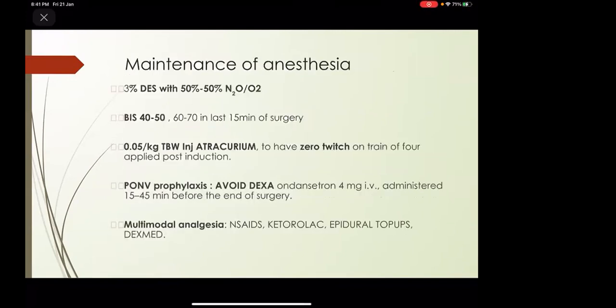I'll maintain the anesthesia with 3% desflurane with a 50-50% nitrous oxide oxygen mixture, and maintain the BIS at 40-50 surgical level. Towards the end, I may decrease the desflurane and increase the BIS level. Then I'll maintain the neuromuscular blockade with 0.05 mg per kg total body weight of injection atracurium to have 0 twitch on the train of 4. For nausea vomiting prophylaxis, I'll avoid dexamethasone for the risk of hyperglycemia, and use ondansetron 4 mg IV around 15 to 40 minutes before the end of surgery. Analgesia will be multimodal. If epidural is successful, I'll use epidural local anesthetics, ketorolac, NSAIDs, and dexmedetomidine are equally helpful.